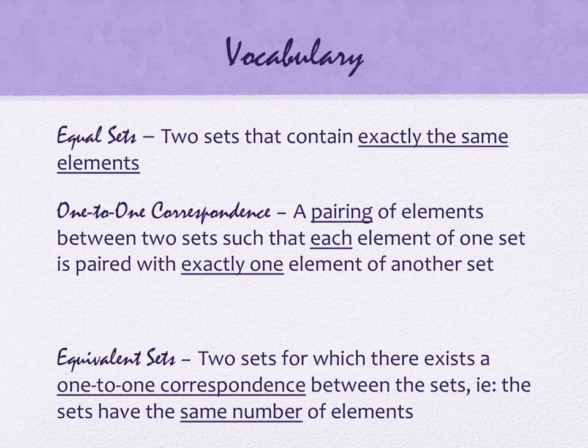Now, equivalent sets, which equal and equivalent are awfully similar words, are not going to be the same sets. In fact, they hinge upon this definition that's in between, called one-to-one correspondence. One-to-one correspondence is a pairing of elements between two sets, such that each element of one set is paired with exactly one element of another set.